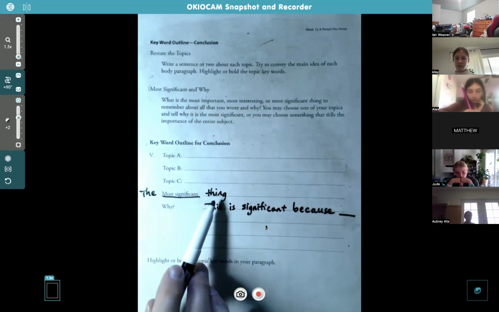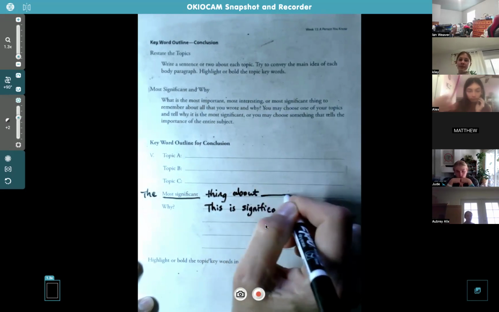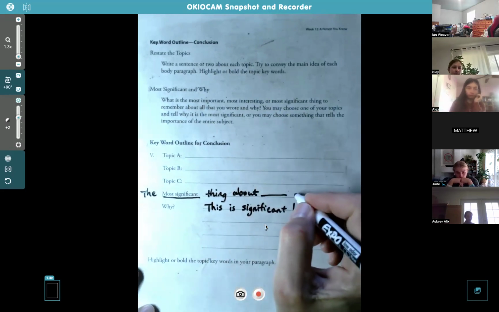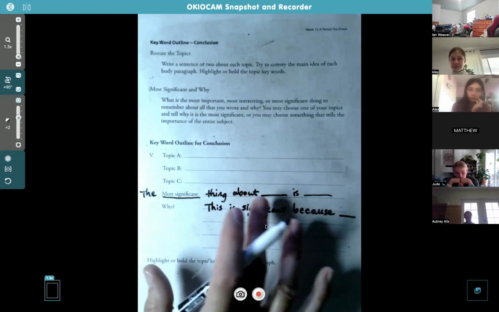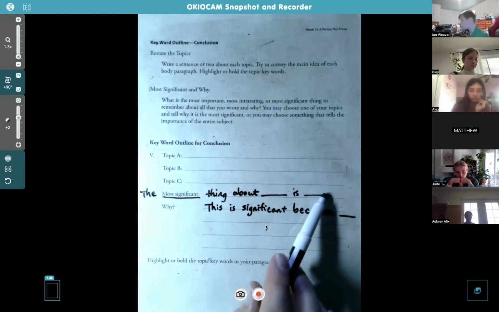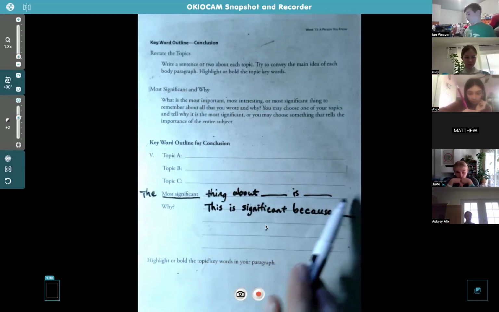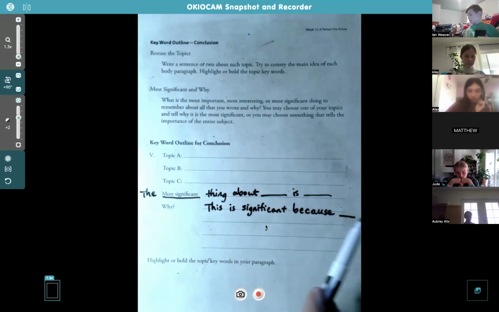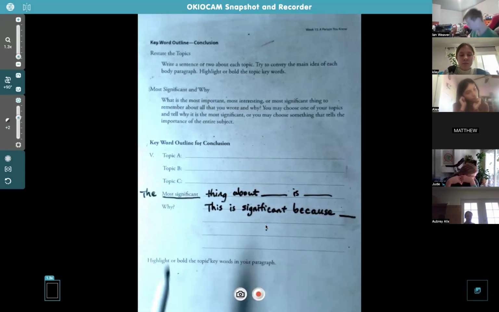The most significant thing about your person, blank, is blank. If you have room, you can put it in the side here. If you already have something written there, that's fine, or make a note at the bottom. But this is how you're going to frame this sentence. The most significant thing about my mom is blank. This is significant because blank. So this ends up being 2 more sentences. So you have 5 sentences total, and that becomes your conclusion.